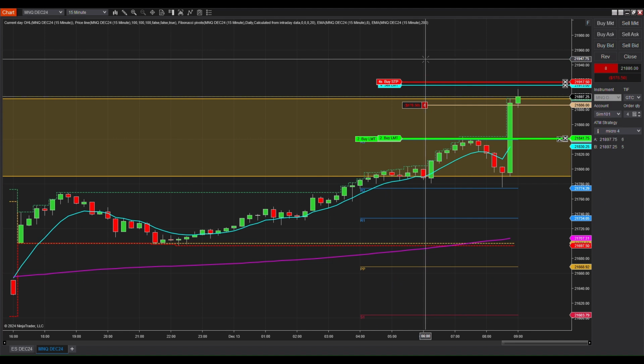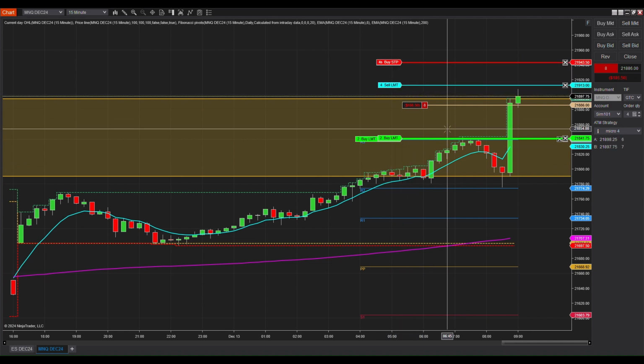The good thing about micros is you can have bigger stops and you can add to this. So I know that the market will drop. So if it goes against me, I'm just going to scale it going back to the direction I believe the market will go.